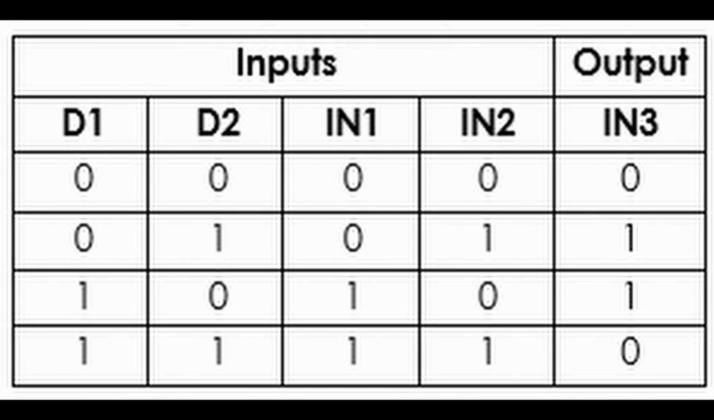So this is what our first truth table looks like. As I mentioned earlier, IN3 is the only output that represents XOR gate logic functions. IN1 and IN2 only represent the status of D1 and D2. So we have proved that the first truth table has XOR gate Boolean functions. Now that we're done with truth table A, let's continue with truth table B.